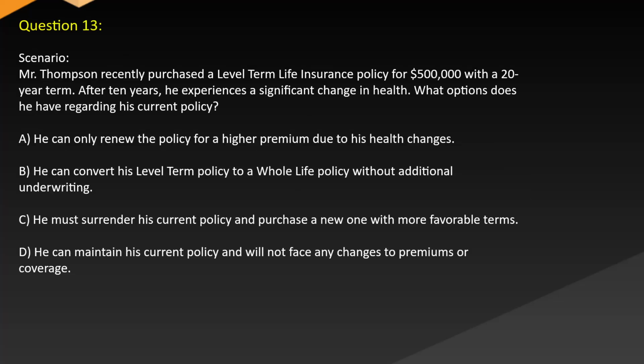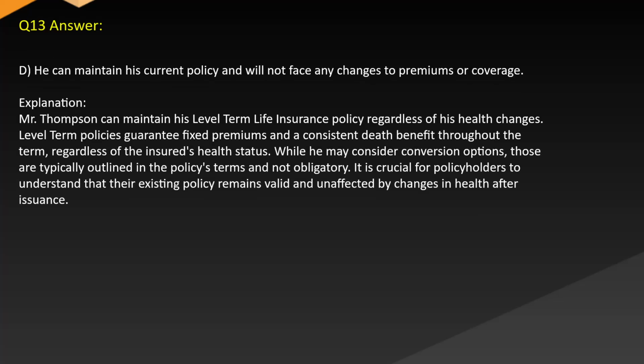Question 13. Scenario: Mr. Thompson recently purchased a level term life insurance policy for $500,000 with a 20-year term. After 10 years, he experiences a significant change in health. What options does he have regarding his current policy? A. He can only renew the policy for a higher premium due to his health changes. B. He can convert his level term policy to a whole life policy without additional underwriting. C. He must surrender his current policy and purchase a new one with more favorable terms. D. He can maintain his current policy and will not face any changes to premiums or coverage. Answer: D. He can maintain his current policy and will not face any changes to premiums or coverage.